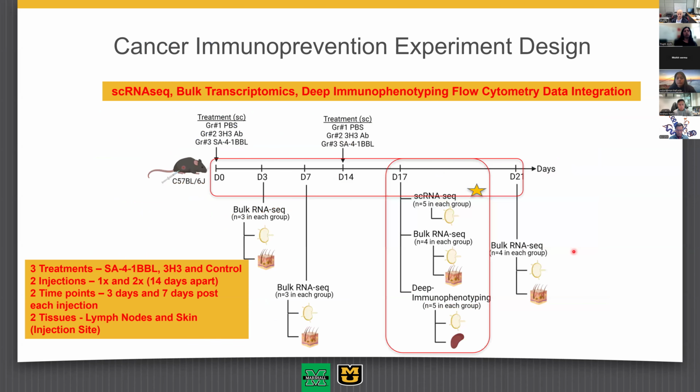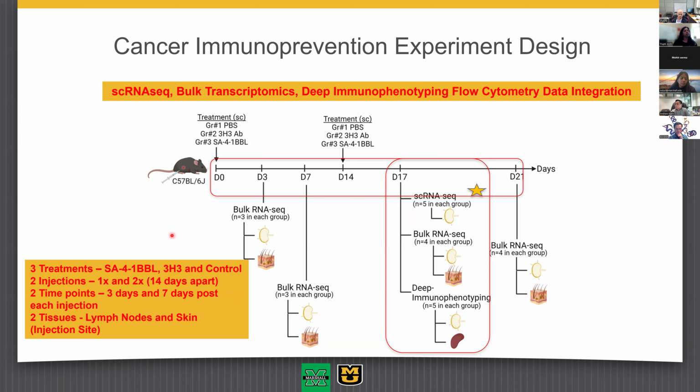And so what is involved in this study is where they were trying to identify and look at efficacy between two different molecules, 3H3 and SA41BBL. And this project generated single cell plus bulk plus deep immunophenotyping flow cytometry. And so a lot of single cell deep phenotyping and cell annotation was required because nothing really existed.